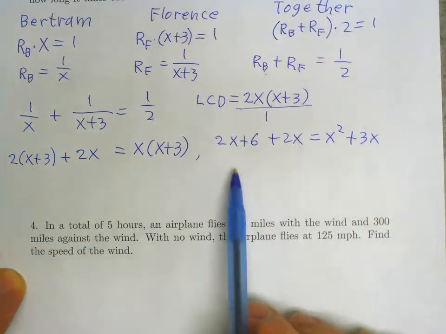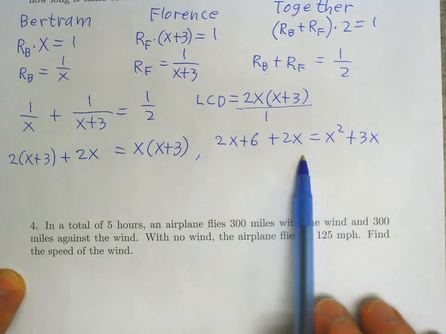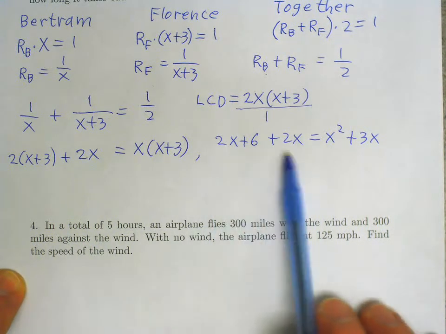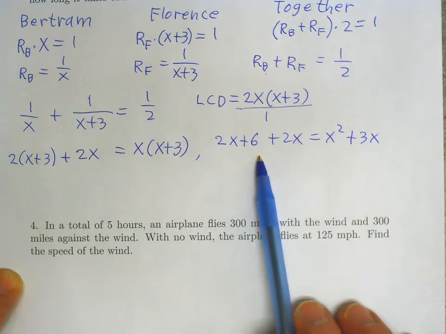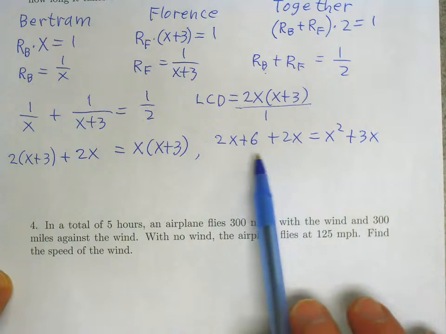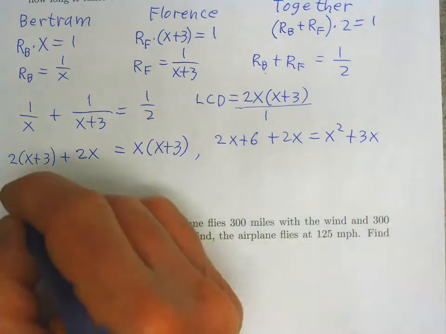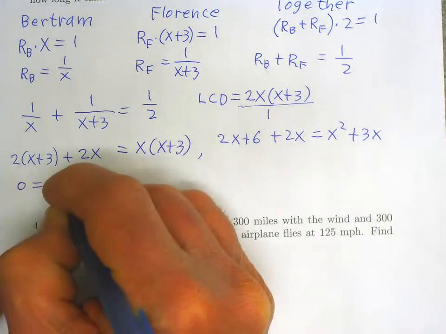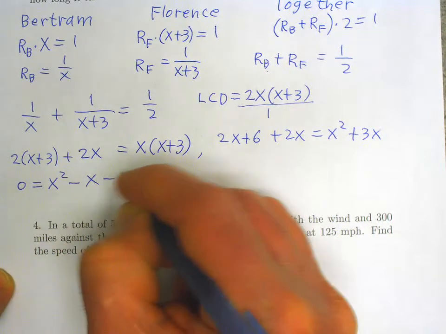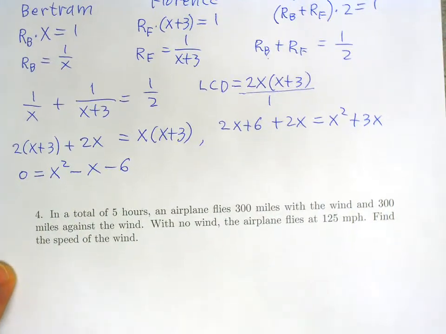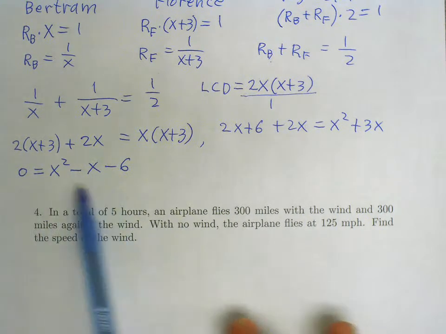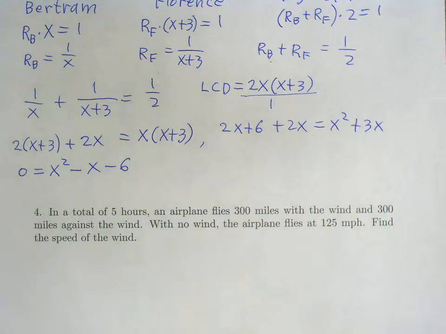Okay, so in the next step, I'll do a bunch of things at once. Notice on the left-hand side, if we simplified that, it would be 4X plus 6. So I'm going to subtract 4X from both sides and also subtract 6 from both sides. And we'll get 0 equals X squared minus X minus 6.